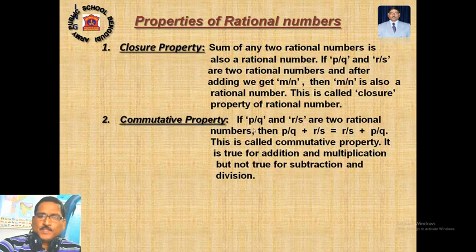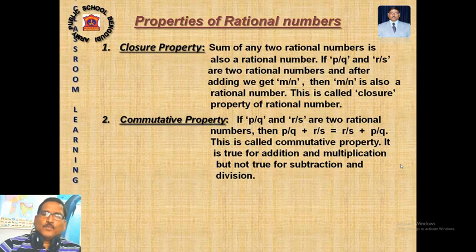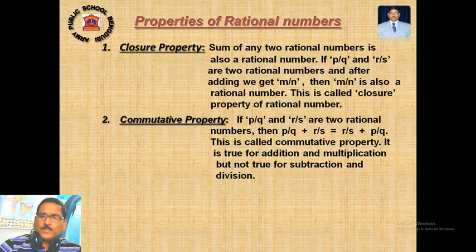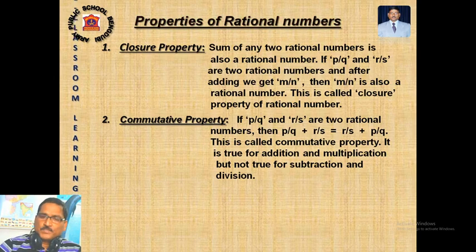Say p by q and r by s are two rational numbers such that p by q plus r by s is equal to r by s plus p by q. That means in case of addition and multiplication, if we change the position of the rational numbers, the result will remain the same. But it is not true for subtraction and division. So there is no commutative property of subtraction and division. It is applicable only for addition and multiplication.